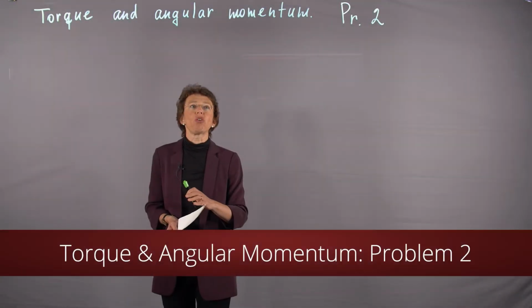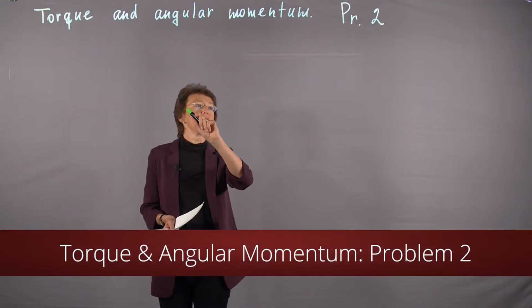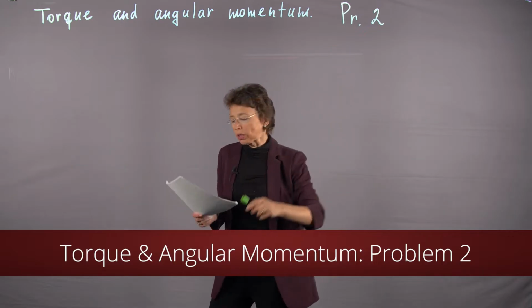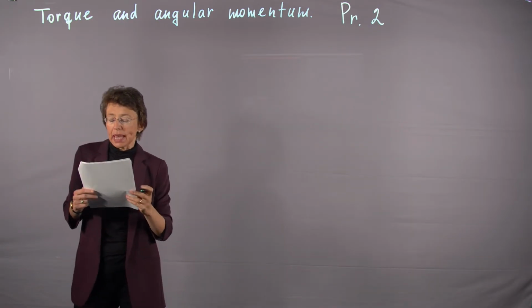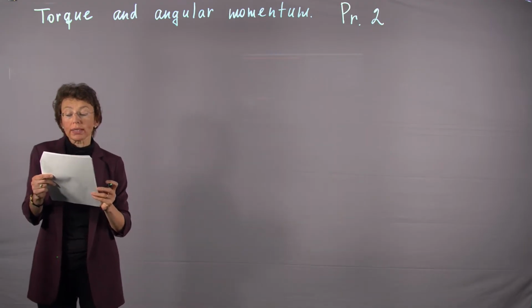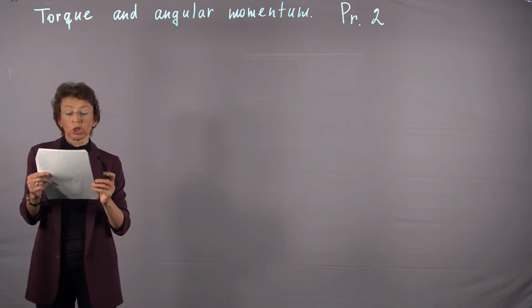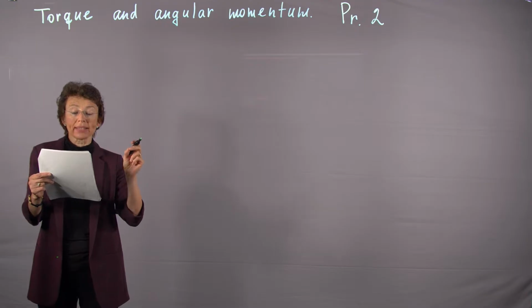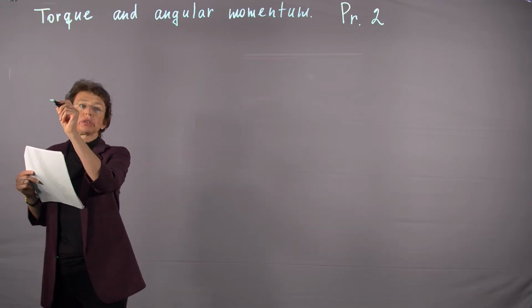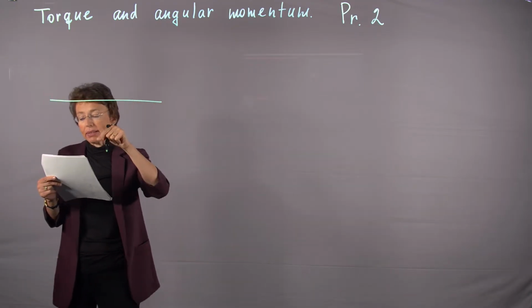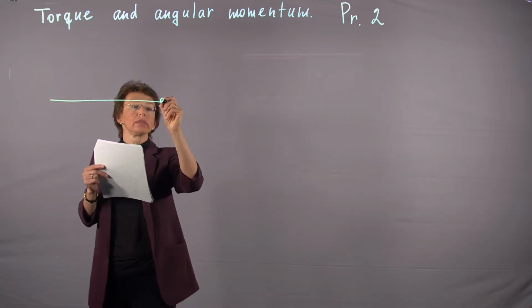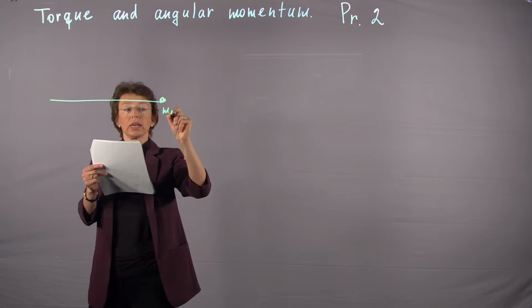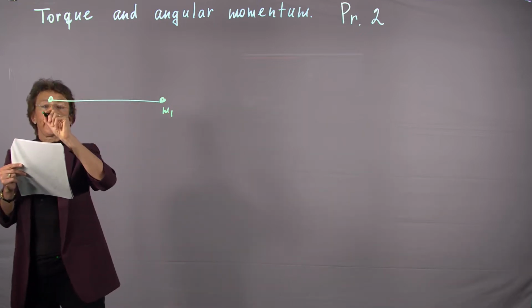Now let's apply our formulas for angular momentum to a problem. We will call it problem 2. This problem was given on one of the exams, and it says that two blocks, mass M1 and M2, are connected by a massless rigid rod. So here's the rod. It is massless and rigid. And here is block M1, and here is block M2.